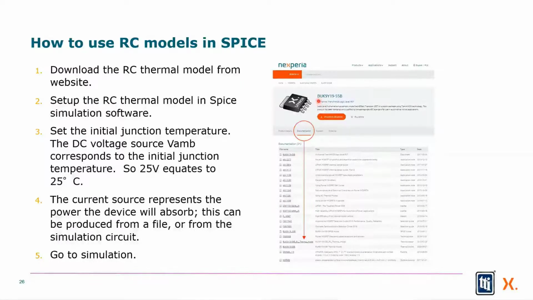This is one of our parts, the UK9Y19. Go down and you actually see here are the thermal models. They're on our webpage. You download them. You create the model in SPICE. I'll show you on the next page how it's done.